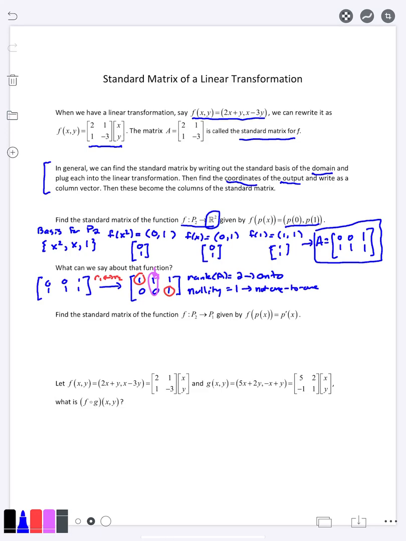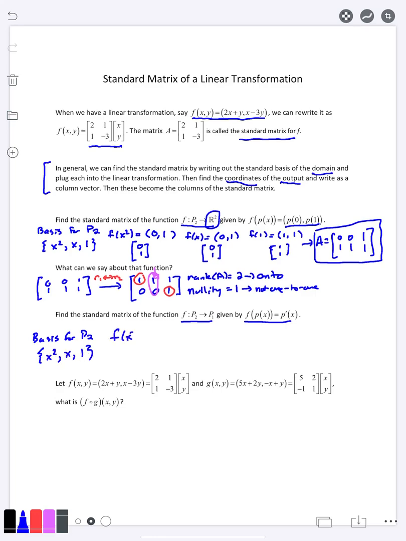Now our next example here, I'm giving you, hopefully, a little bit more interesting example. I'm taking an input of a second degree polynomial, output of a first degree by just taking the derivative. So if you haven't seen calculus, then you can kind of skip this example right here, but I think it's a cool example. And we're going to start with our input basis here, which is still P2, so it's still the same thing, x squared, x, and 1.